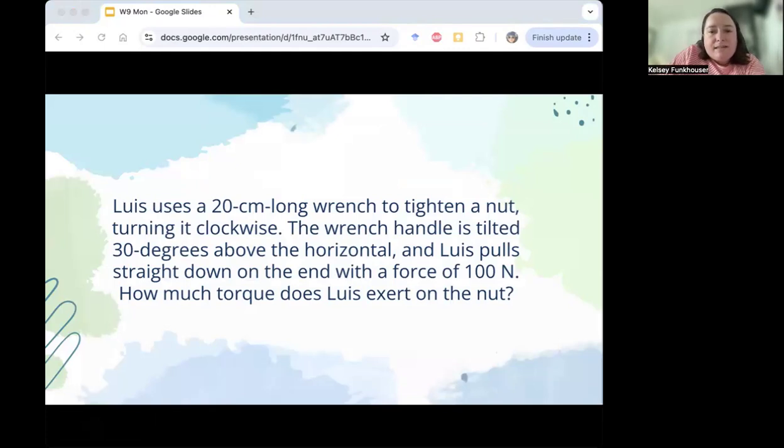Louise has a 20 centimeter long wrench to tighten a nut, turning it clockwise. The wrench handle is tilted 30 degrees above the horizontal, and Louise pulls straight down on the end with a force of 100 newtons. How much torque does it exert on the nut? Okay, let's take a look at this.